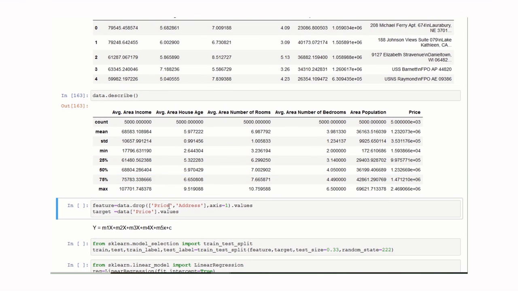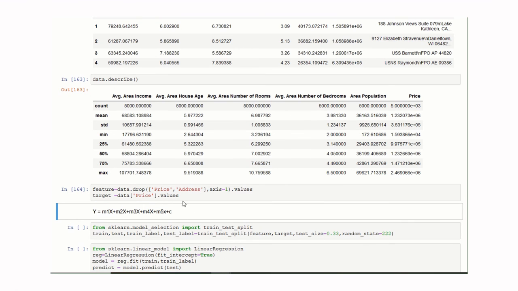Here I am dropping price and address in the feature column because we are predicting the price, so we should not pass this price in the feature column. So we are eliminating this. And for this address, I feel like this address won't give any value to the prediction. So I am removing this column also. And in the target column, I am keeping the price because this is our target column that we are interested to predict.